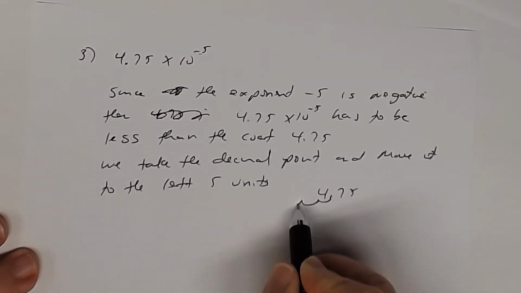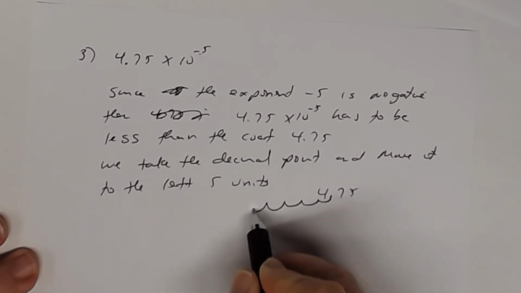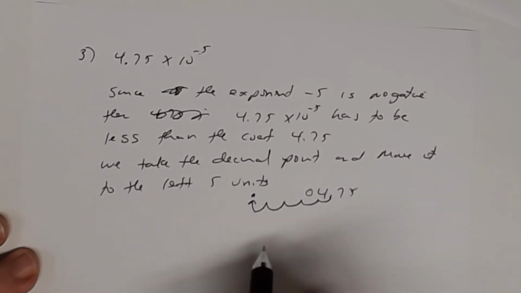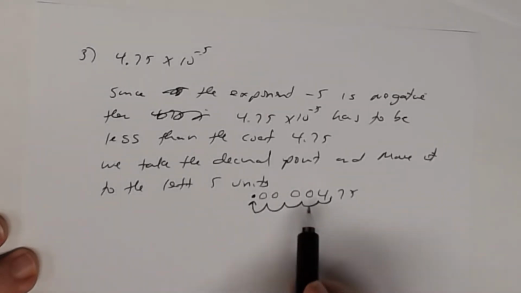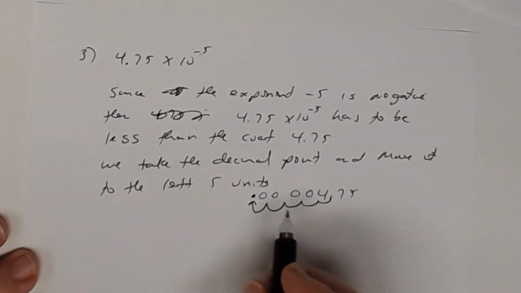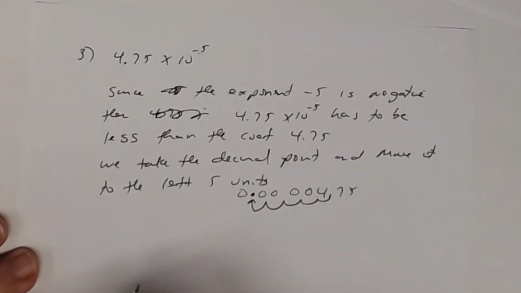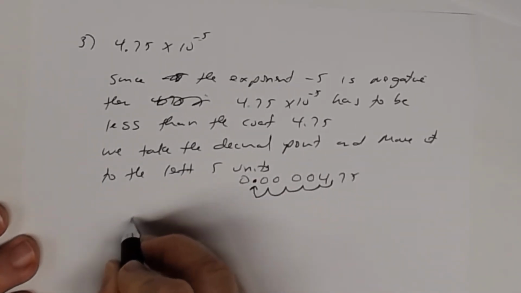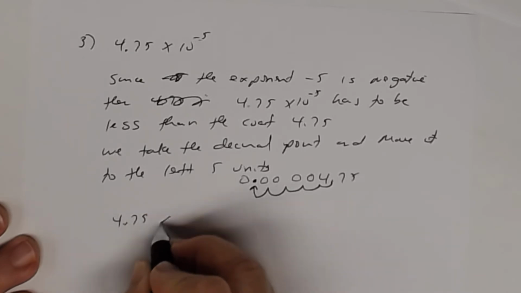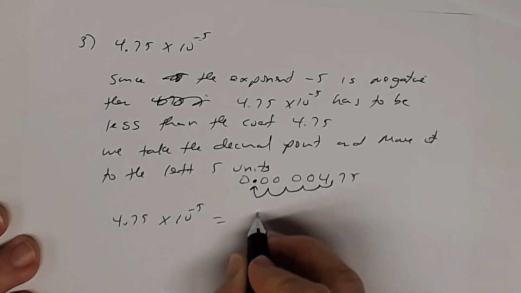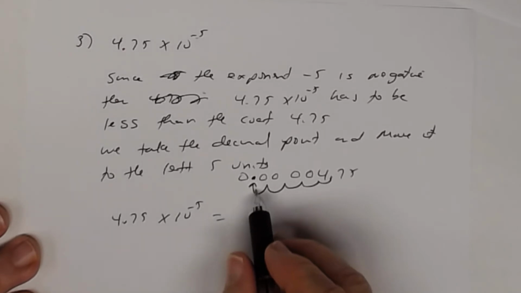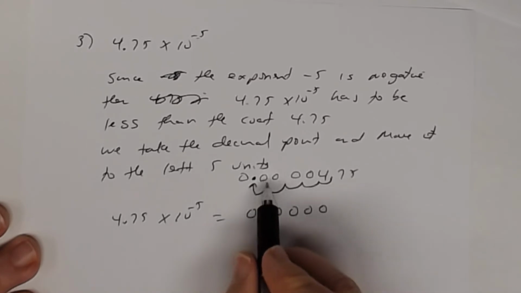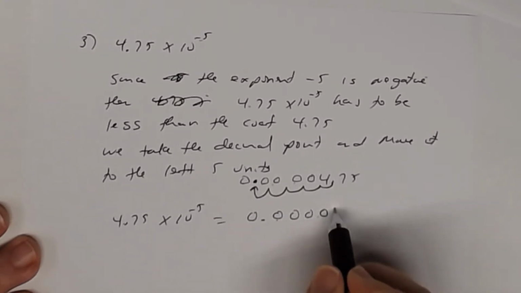1, 2, 3, 4, 5. Put a little decimal point here. So we have 1, 2, 3, 4, so I have to put an extra four zeros. And never forget to put a 0 in front of that decimal point as a placeholder for the ones place. So we have 4.75 times 10 to the negative 5 equals, in standard notation, 0.0000475.